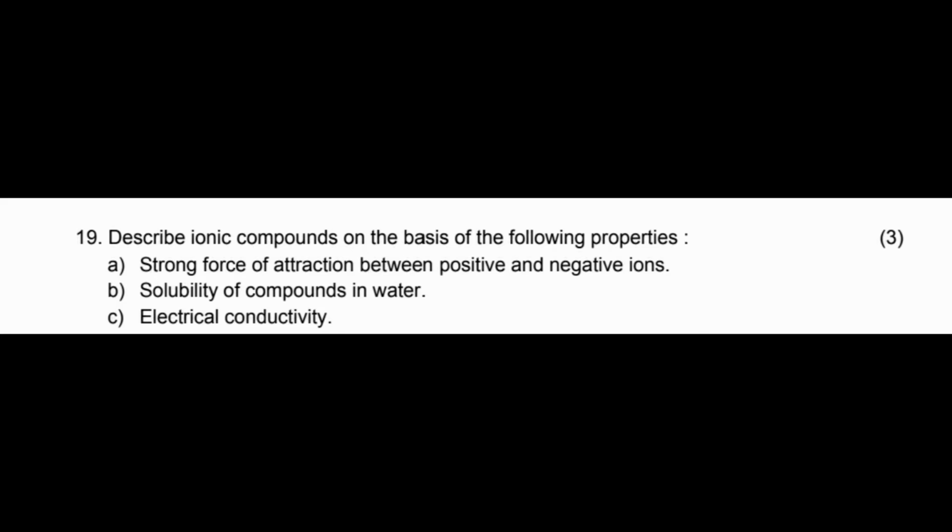C part. Electrical conductivity. Ionic compounds are good conductors of electricity. Actually, conductivity is due to the ions which carry charge. Since ions can move only in the molten state or in solution, these compounds are conducting under these conditions. However, they do not conduct electricity in the solid state since ions do not move as they are very closely packed in the solid state.